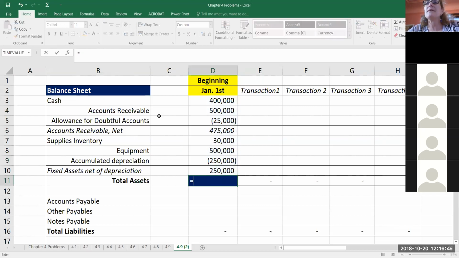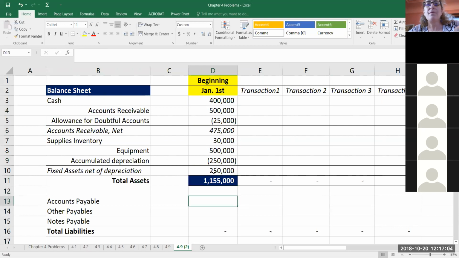Then our total assets, okay, and we're going to have to do this a little differently because we're taking this summary. So cash plus the net accounts receivable plus the supplies inventory plus the fixed assets net of depreciation, okay? There's our assets right there, okay?